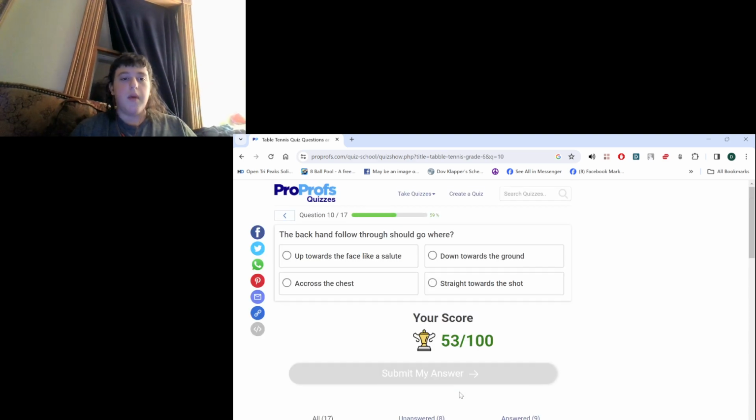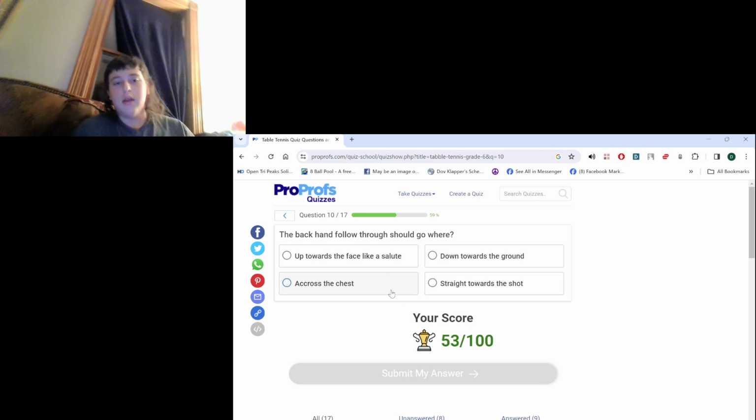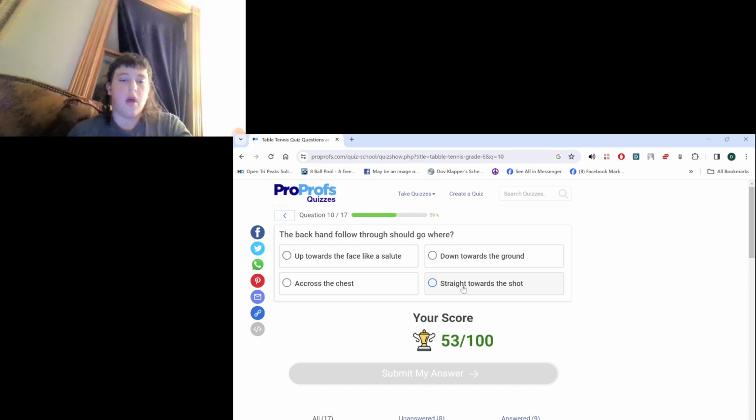The backhand follow through should go across. So this is actually a debate among different forms. If you go by Chinese form, it goes sort of up towards the face like a salute, but it wants to go straight towards the shot in reality.